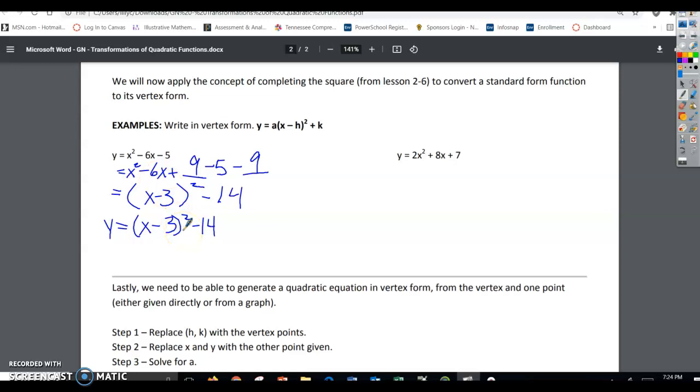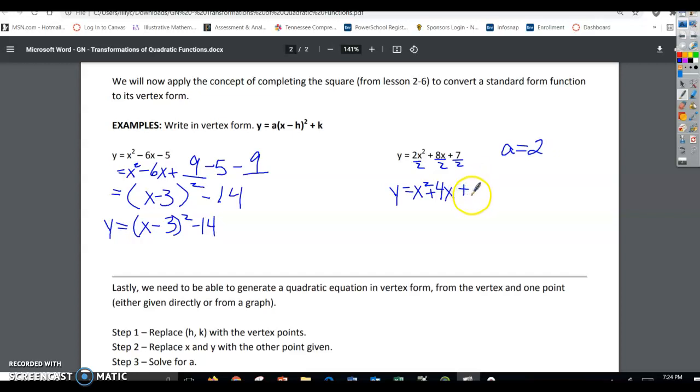All right, it's a little bit more difficult when you have a coefficient up front, but we do need to make a note that a is 2. So whether it's in standard form or vertex form, the a will be the same, okay? So to use completing the square, we have to first divide everything by 2. We have to have a coefficient of 1 in order to complete the square. So we're going to have y equals x squared, 8 divided by 2 is 4x, and then 7/2, we'll just leave it as 7/2.